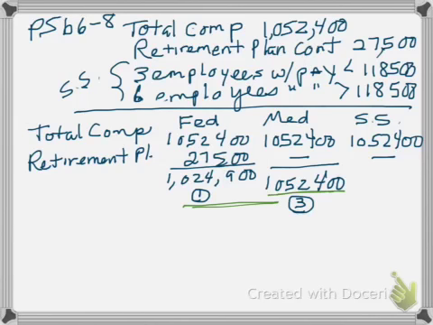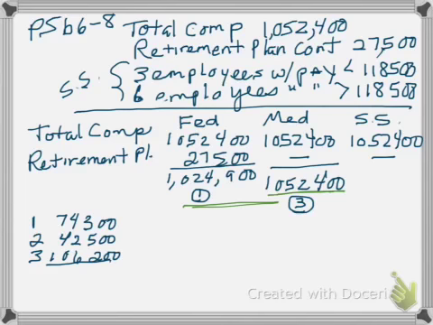We have 3 employees with wages less than the FICA limit. Employee 1 earns $74,300. Employee 2 earned $42,500. And employee 3 earned $106,200. When I add that up, I have $223,000 in these employees that are under the FICA limit.